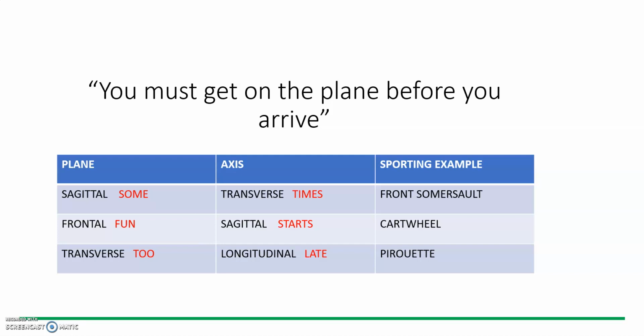So sagittal plane and transverse axis, a good example is the front or forward somersault, which I was talking about on the trampoline. So sagittal sometimes, frontal somersault, fun starts, cartwheel. So frontal plane, remember the very first chap who had the glass down him, and the sagittal axis goes from front to back. We have the cartwheel. Plane and axis for transverse and longitudinal is a pirouette. So you are twisting, you're rotating, so it's in the transverse plane, and you're using a longitudinal axis, pirouette.